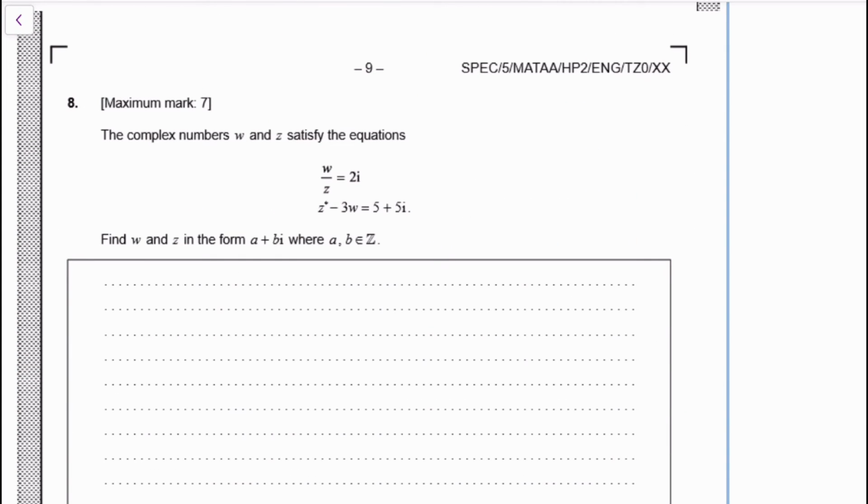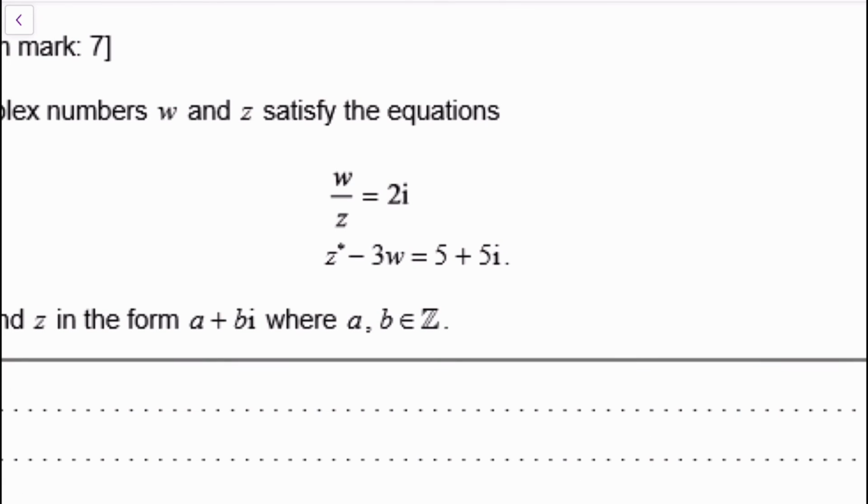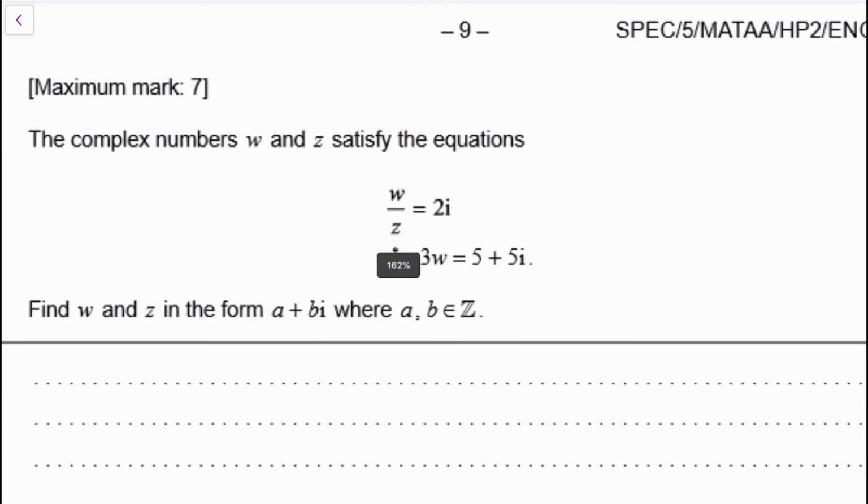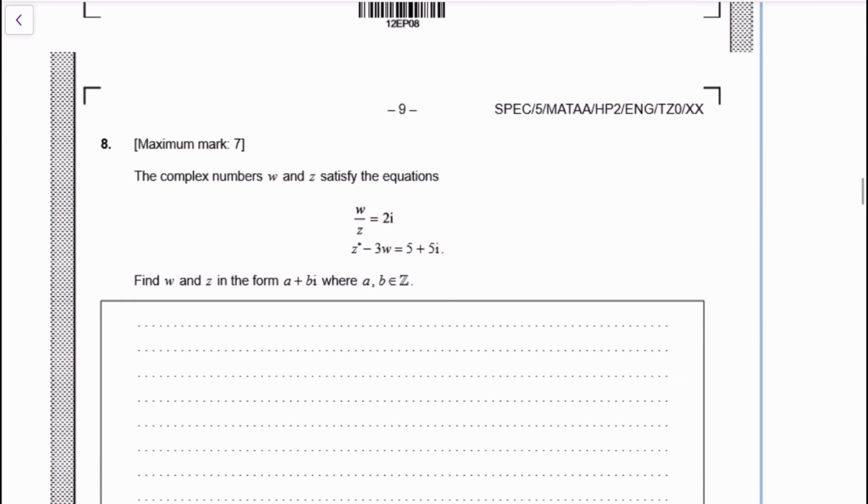Wait, finally, complex number seems to be hopefully going to be a bit more challenging. I hope you can see it, this little star. I think it means to conjugate. It probably means to conjugate. Find them in the form of a plus b, so Cartesian form.